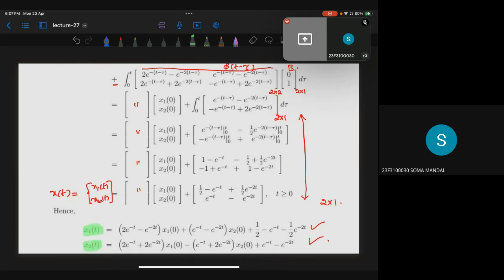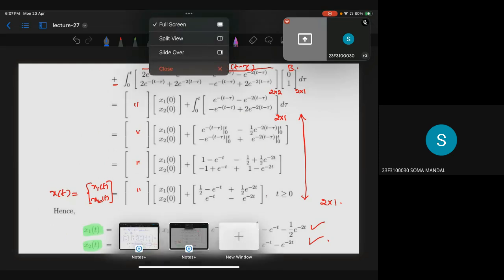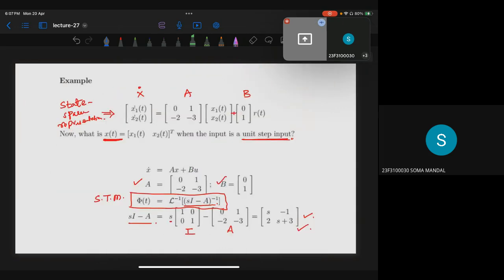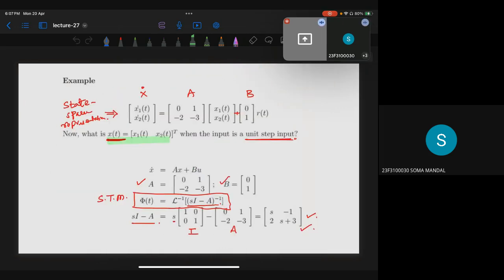Any doubt? Any doubt? No, sir. Yeah. So next. No, there is no doubt. Okay. So, sir, next we have to find x(t). We have to find the value of x1(t) and x2(t). Yes, that's our question. Okay. Next.